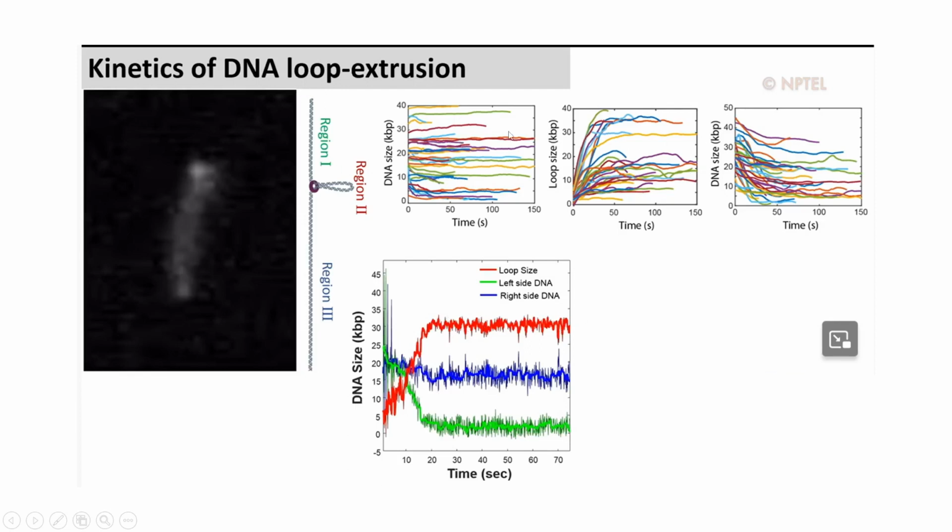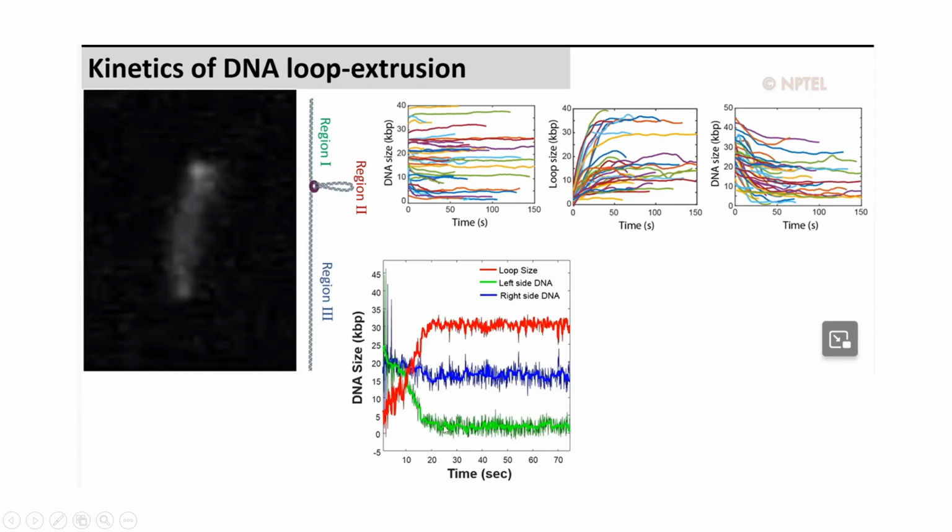Here also you can see the graphical image. These bands are actually multiple DNA molecules attached on the slide. Here you can see the same pattern: the loop size is increasing in all this DNA, whereas the DNA size corresponding to region 1 is decreasing simultaneously. But in the region 3 DNA, there is no change. So this was observed in almost all the DNA.